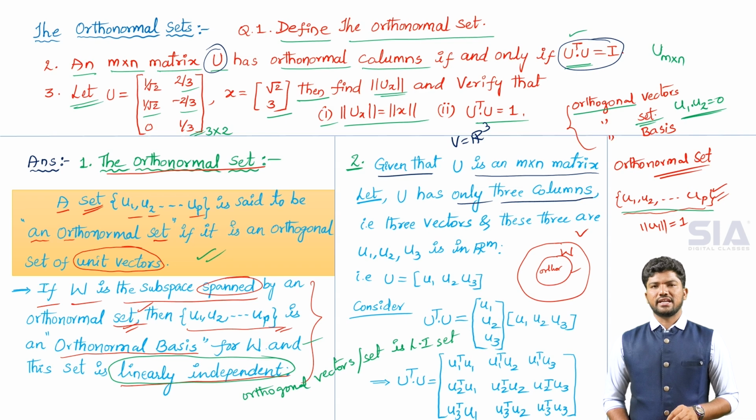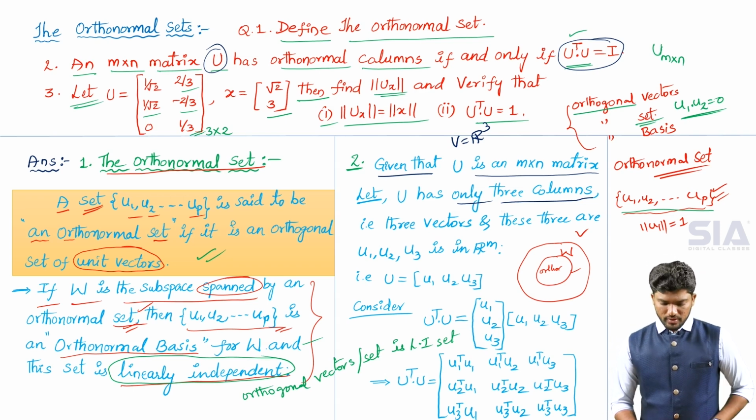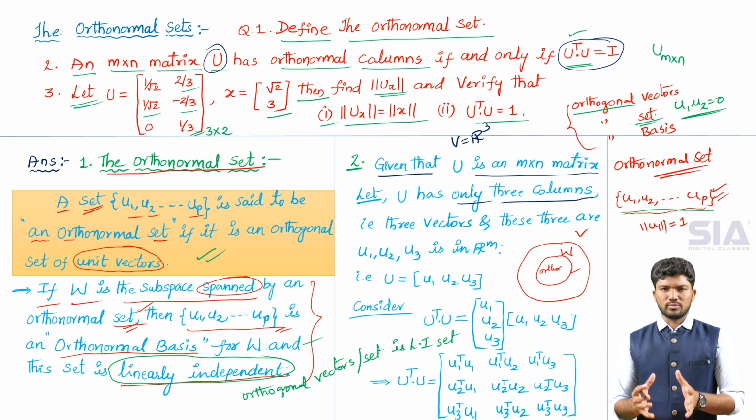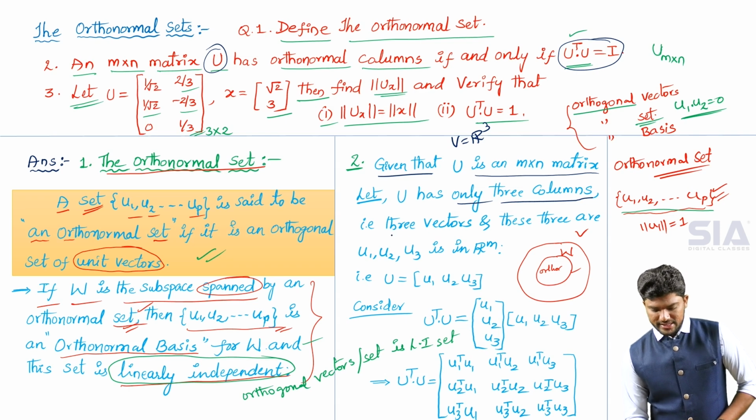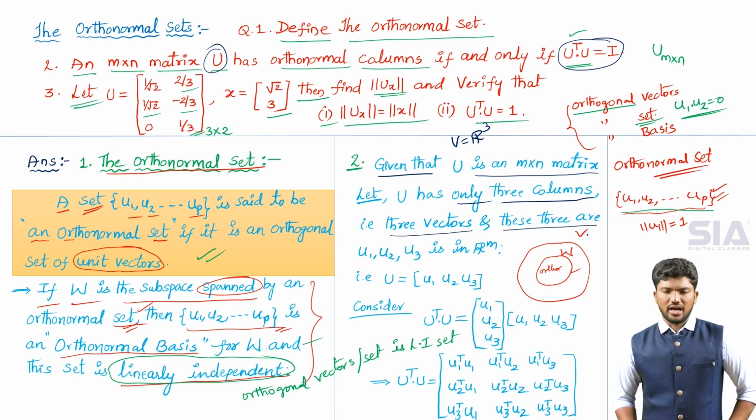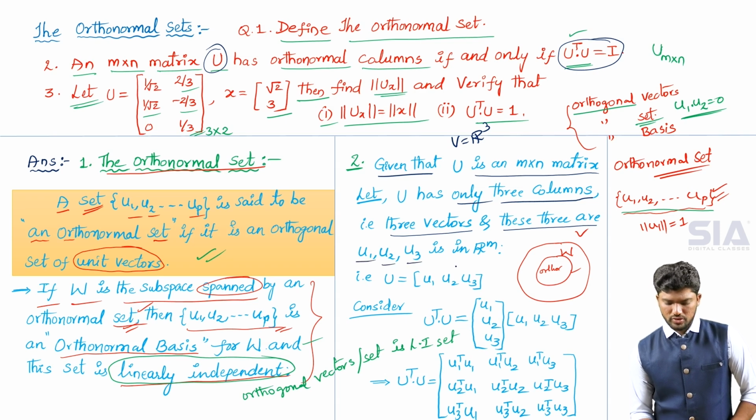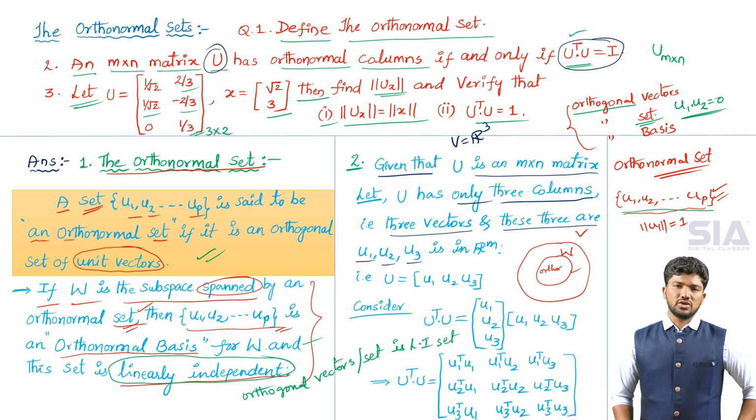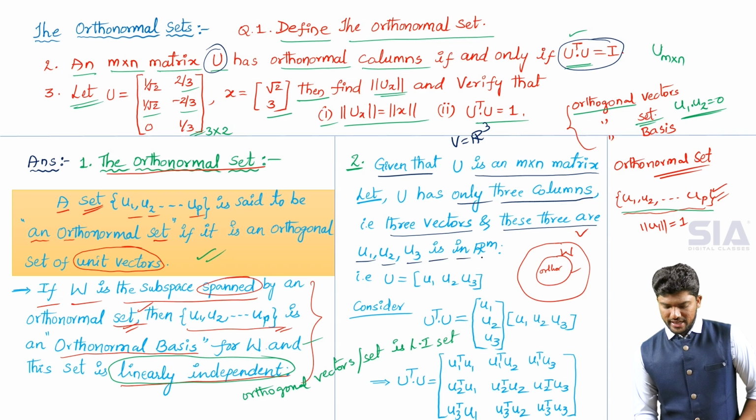Only 3 columns, and how many rows will there be? Small m rows and 3 columns. So therefore there are 3 vectors, u1, u2, u3, and these are in Rm.